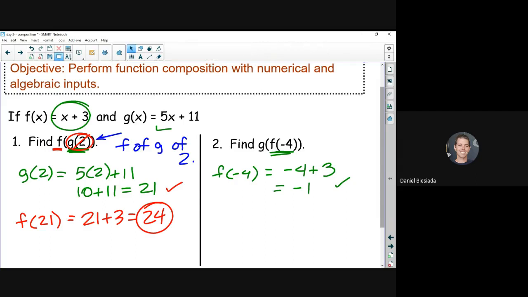Now, look at the outer function. I've done f of negative 4. The outer function would be g. So I'll do g of the negative 1 that I got in the previous step. G of negative 1 going to the g function, which is 5x plus 11.